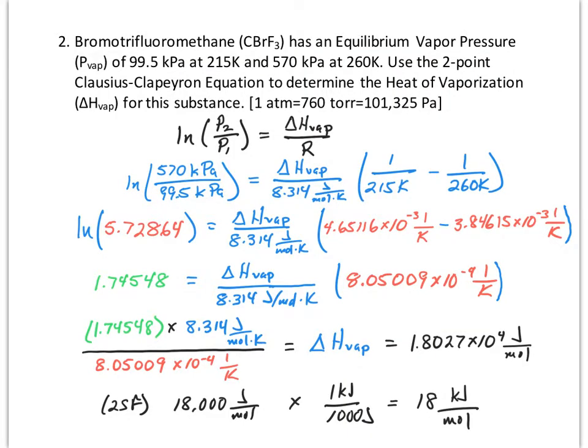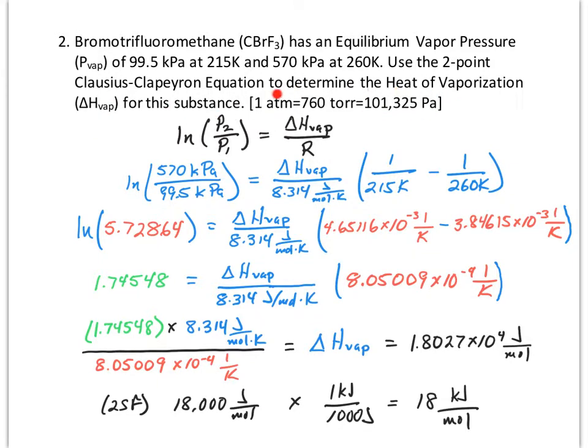Okay, so again, I've put the math down, but I want to talk through it. Okay, so bromotrifluoromethane has an equilibrium vapor pressure of 99.5 kilopascals at 215 Kelvin. So there's one pressure-temperature pair. And 570 kilopascals at 260 Kelvin. That's another pressure-temperature pair. Using the 2-point Clausius-Clapeyron equation, determine the heat of vaporization for this substance.